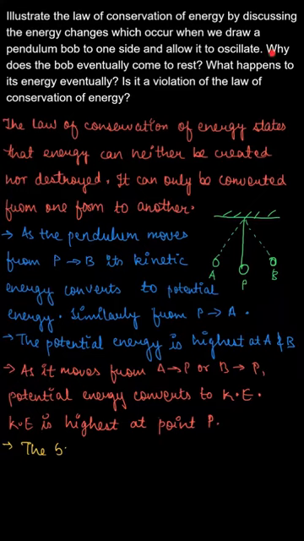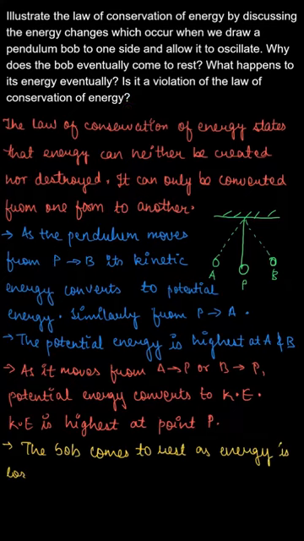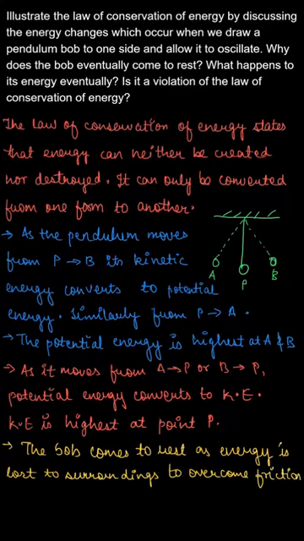Now the question for this is, why does the bob eventually come to rest? What happens to its energy eventually? Is it a violation of the law of conservation of energy? Now, as we know, the air resistance will be acting on the bob. So the bob will come to rest and the energy will be lost in the surroundings in the form of frictional force because of the air resistance.